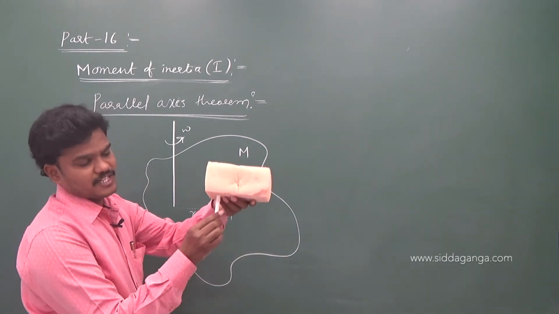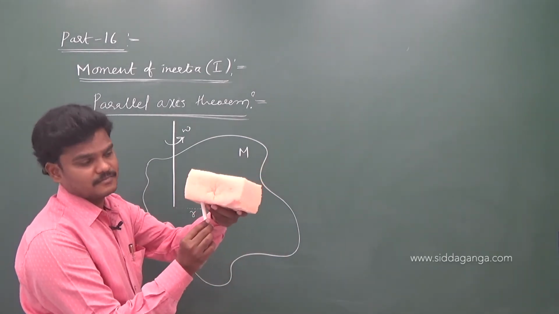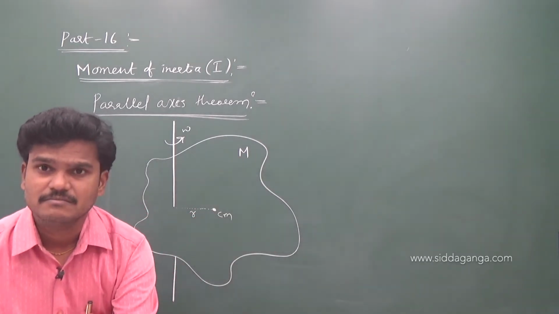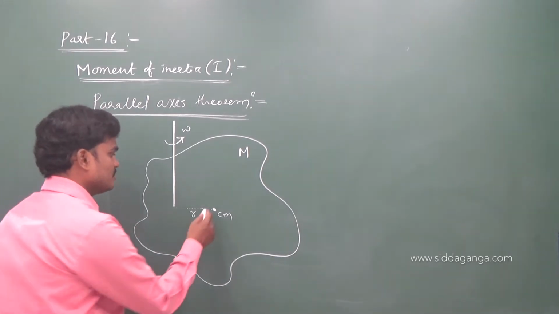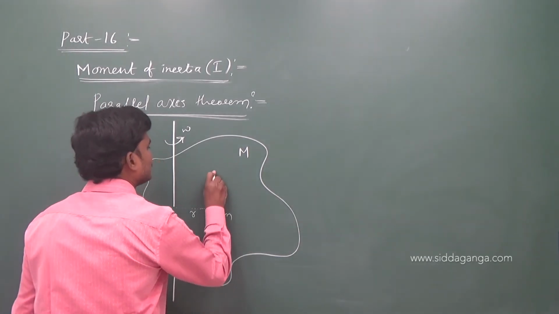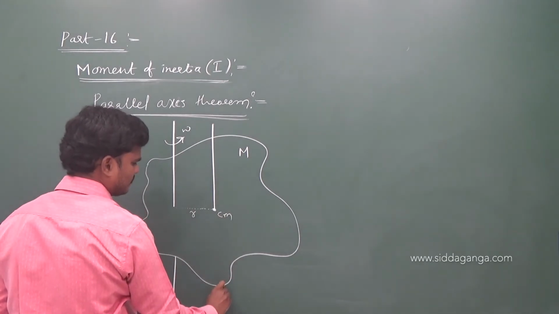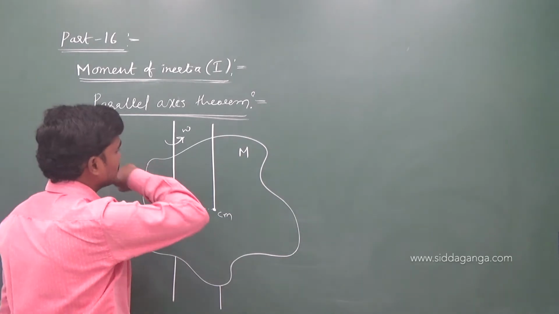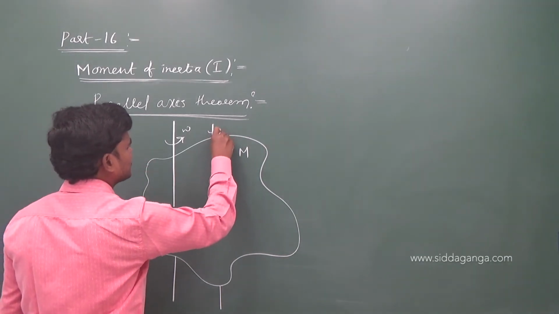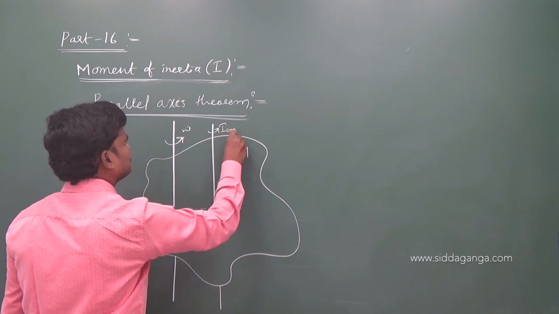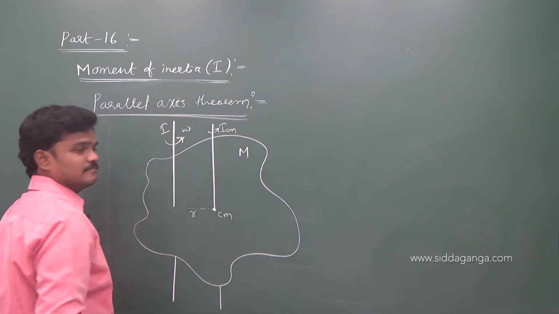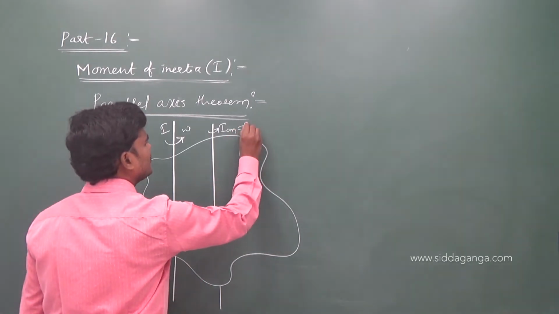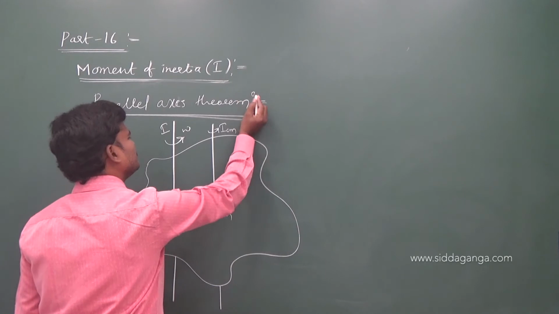So about this axis of rotation it is rotating, and this is some center of mass. What is the distance between the center of mass and the axis? It does not change, it remains the same. So imagine one more axis passing through the center of mass. About this, let us consider the moment of inertia to be ICM, and about the original axis the moment of inertia is I. Generally we can write ICM as I naught. Okay, ICM you can keep in mind.